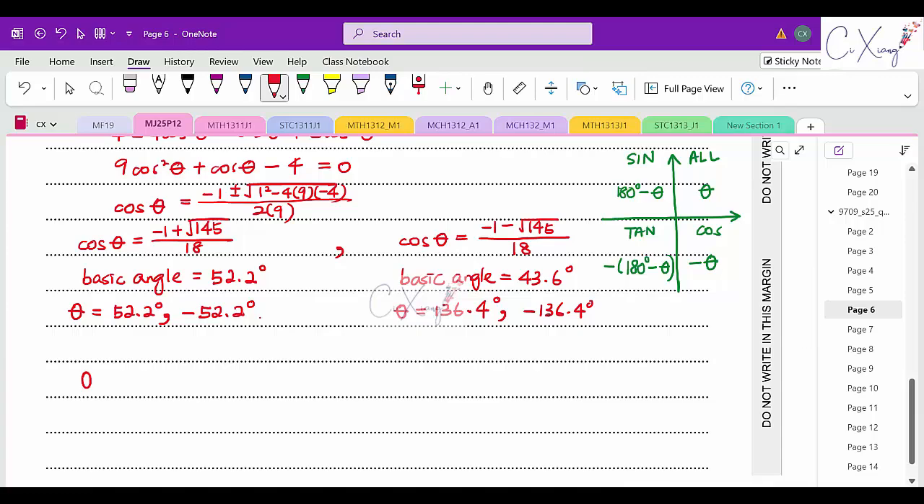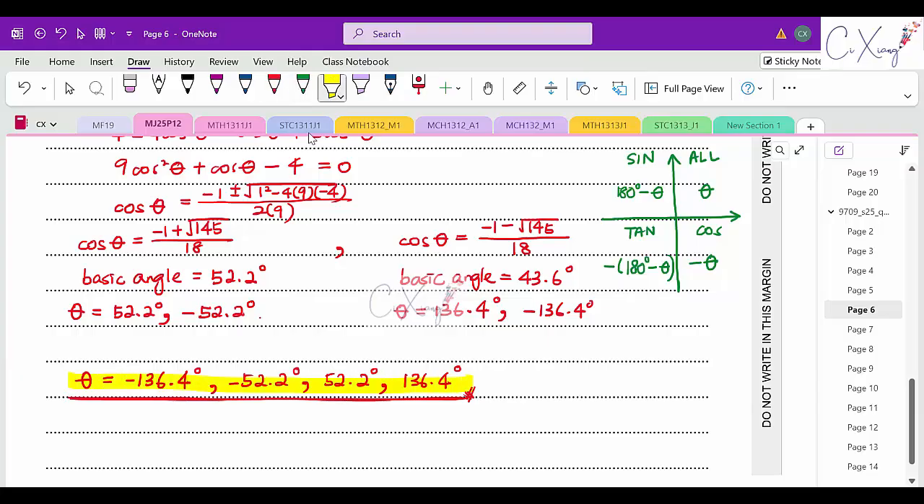And usually I prefer to rewrite all my answers again from smallest value to the largest value. So I'm having these 4 answers for theta. Okay, then just a small reminder here. When you are putting your answer as an angle in degrees, please make sure that you put it in 1 decimal place. Alright. Yeah, so this is how we solve question number 5.